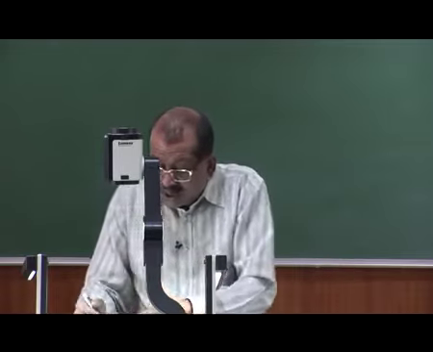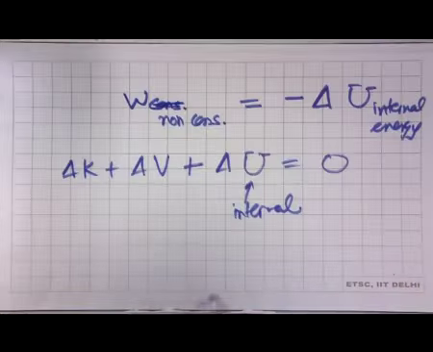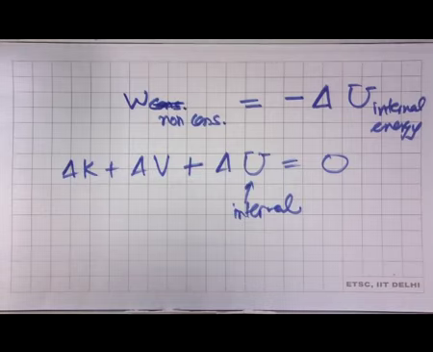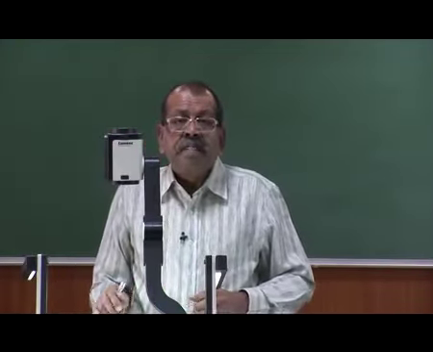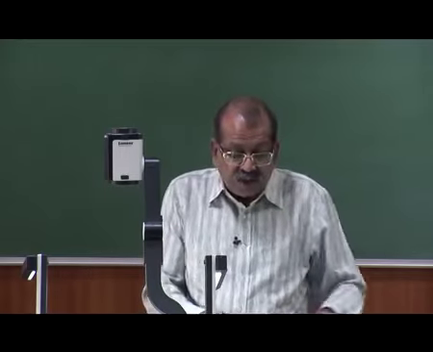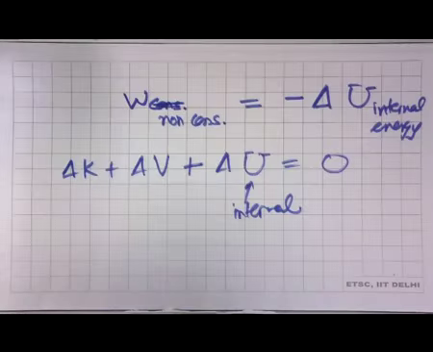And energy could change into other forms, not just mechanical energy. There could be electrical, chemical or nuclear, and all these would also be added like delta U here. And this would then become the generalized form of conservation of energy.